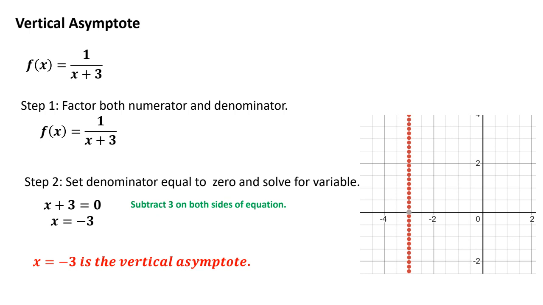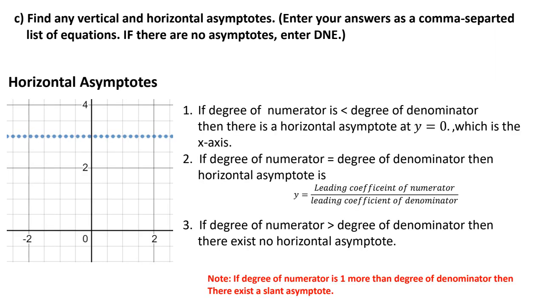Okay, so next we're going to do the horizontal asymptote. So as a review, a horizontal asymptote crosses the y-axis, and we use the dotted line again. And there's 3 different situations. So if the degree of the numerator is less than the degree of the denominator, then there exists a horizontal asymptote at y equals 0, which is your x-axis. If the degree of the numerator and denominator are the same, then we set up this equation, y is equal to the leading coefficient of the numerator divided by the leading coefficient of the denominator. And if the degree of the numerator is greater than the degree of the denominator, then there's no horizontal asymptote. And if it's only greater by 1, then there exists a slant asymptote.